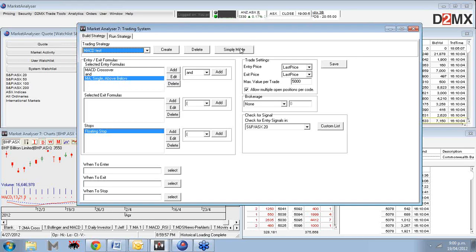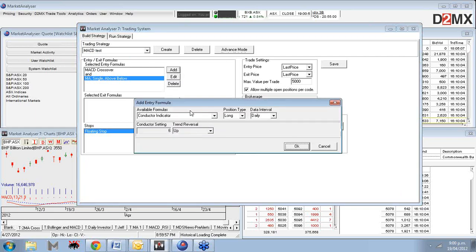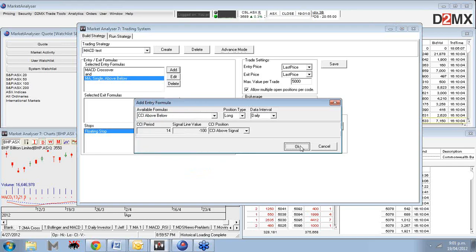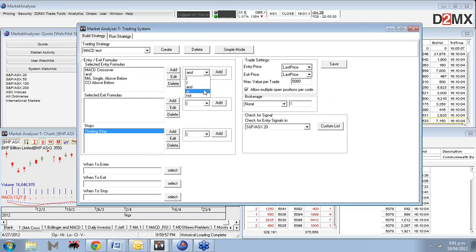using the advanced mode. So up here, simple mode disappears. You can add an indicator in here. We can add the CCI above below and tell it OK, and it will by default put in the AND. But if I don't want AND, I can use the advanced mode to put in OR. Add that and then move it around. So MACD crossover and the MA signal is above or below OR.